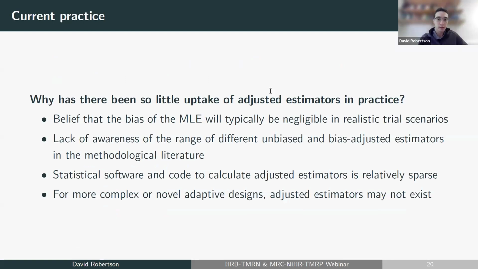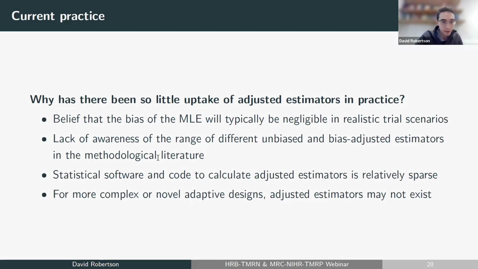There's a couple of reasons, perhaps, why there's little uptake so far in practice. Firstly, there may be a belief that the bias of the MLE would typically be small, negligible, in realistic trial scenarios. I guess one question is what counts as a small bias. It may be true in some scenarios the bias is small, but it's still important to at least understand how large that bias is and whether that is a cause of concern.